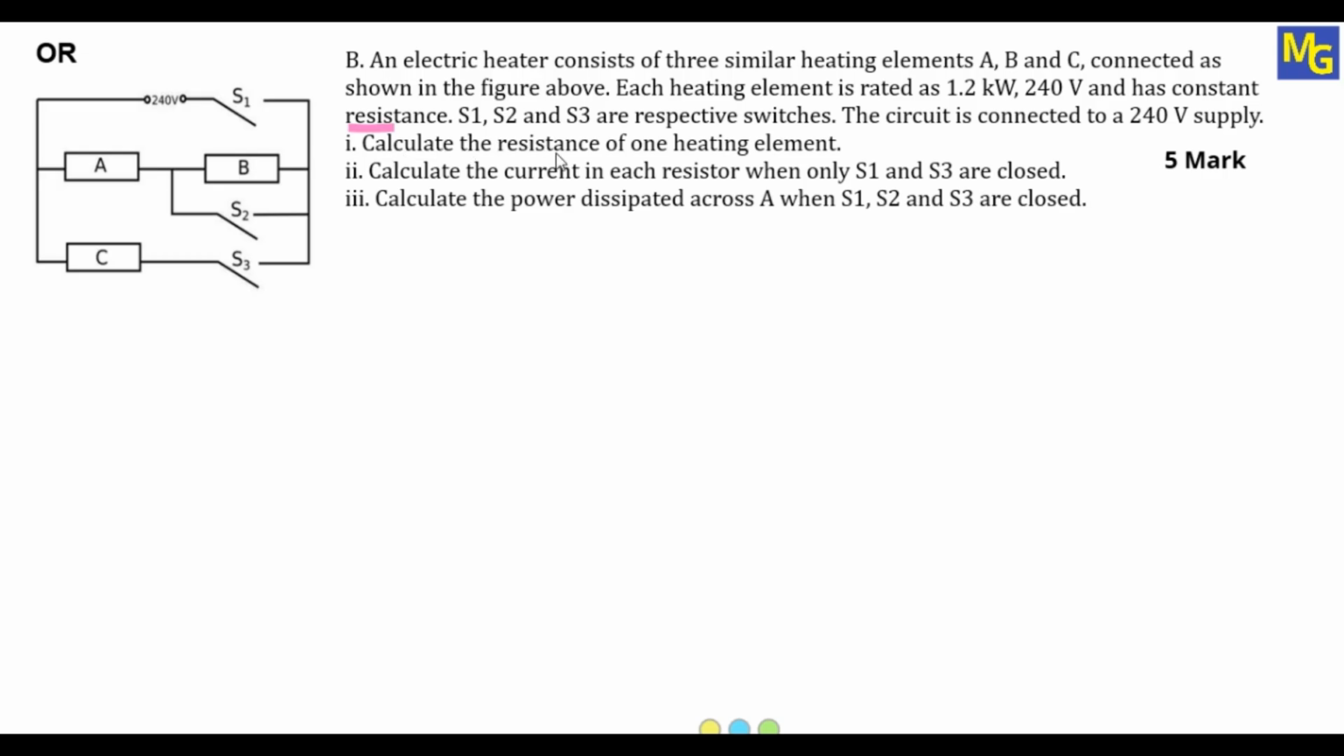Question number 2 is calculate the current in each resistor when only S1 and S3 are closed. Third question, calculate the power dissipated across A when S1, S2, S3 are closed. So one by one we will solve all the questions. So first we will solve the question number 1, that is calculate the resistance of one heating element.